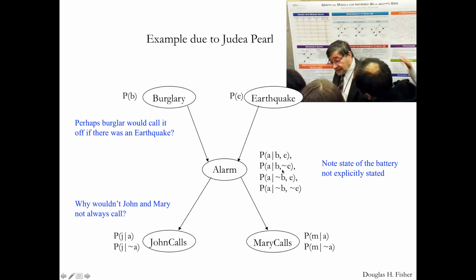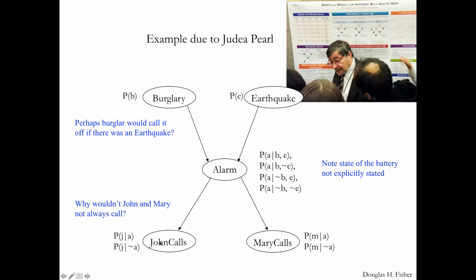And if an earthquake, the probability of not alarm given an earthquake might be considerably higher than we would think, because we might knock out electricity if we were feeding off the electricity grid rather than a battery. So it really depends.